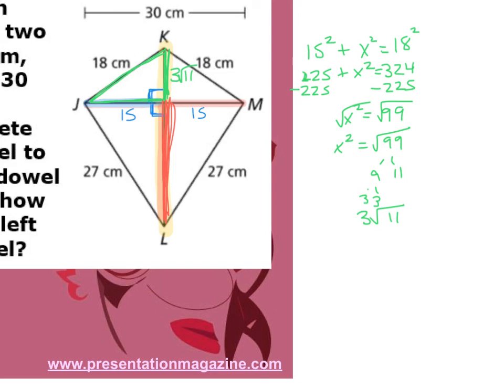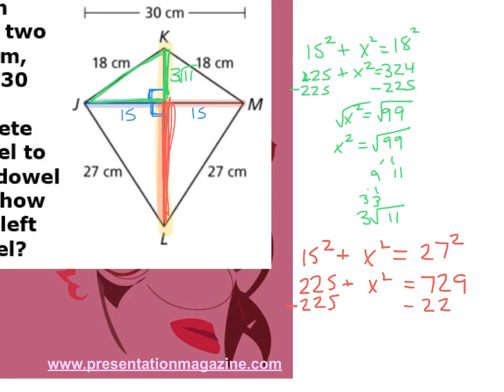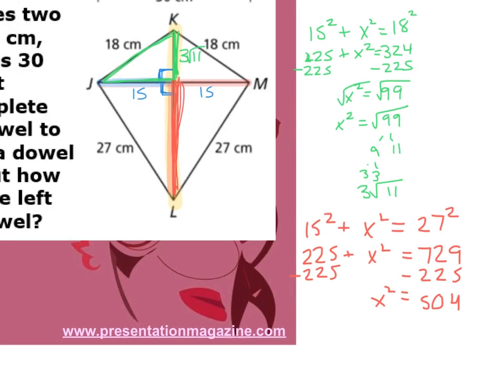Square root 27 instead of 18. So we have 15 squared plus x squared is equal to 27 squared. What is 27 squared? 729. So now we subtract 225 from both sides, and we get x squared is equal to 504.